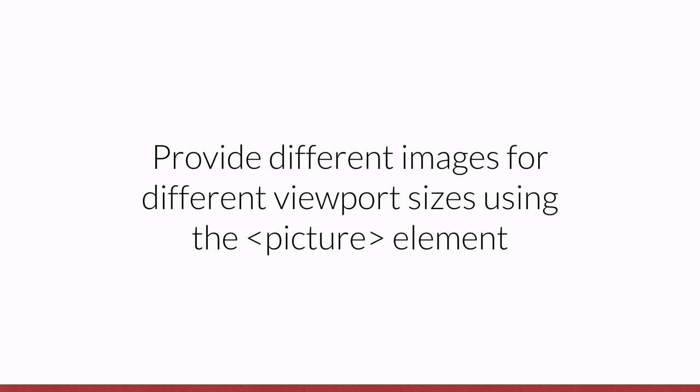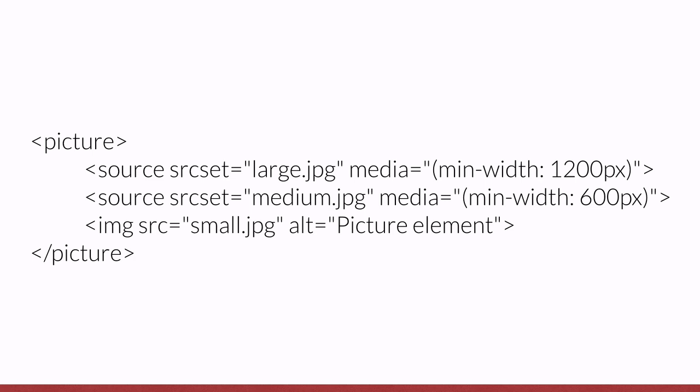This is the picture element. It encloses source elements and an image element. How the browser reads this is it goes through each of these source elements until it finds a media attribute that matches. These media attributes use the same media expressions that you use in your media queries. And if it doesn't find an image that matches, it defaults to the image element at the end. The image element is where you specify your alt tag and also provide the default image.